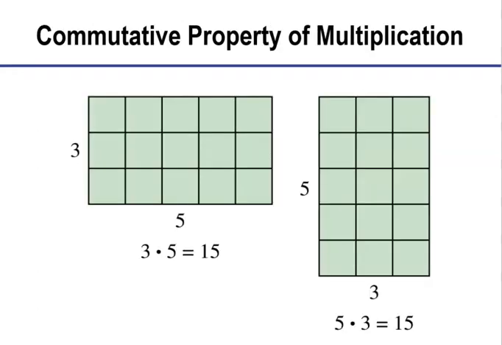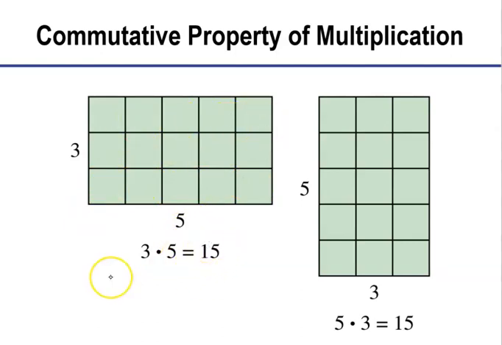Now all these properties we've just discussed, we can depict in terms of a model. This is the area model, correct? And we're trying to express 3 times 5. So that means we have 3 rows of 5, and that gives us 15.